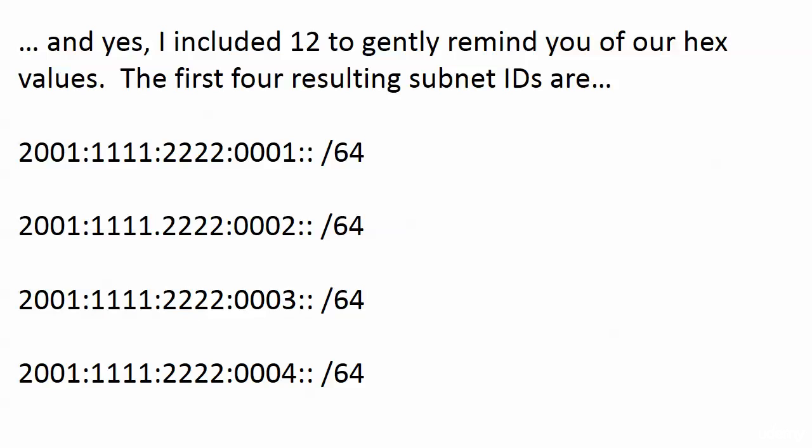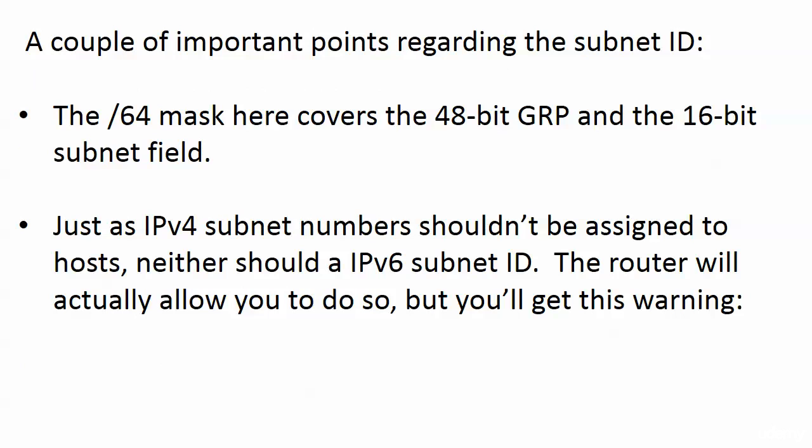So the first 4 resulting subnet IDs are, and they're all going to begin with the same GRP, 2001, then 1111, and then 2222. And then the fourth block is our subnet number block, if you will. We started there with 1, 2, 3, 4, and the double colon representing the rest. Everything else is a 0. Then you've got your /64 there now, because we're not using a /48, because this includes the 16-bit subnet field. So a couple of important points there, and that's what I just said actually: the 64-bit mask covers the 48-bit GRP and the 16-bit subnet field.